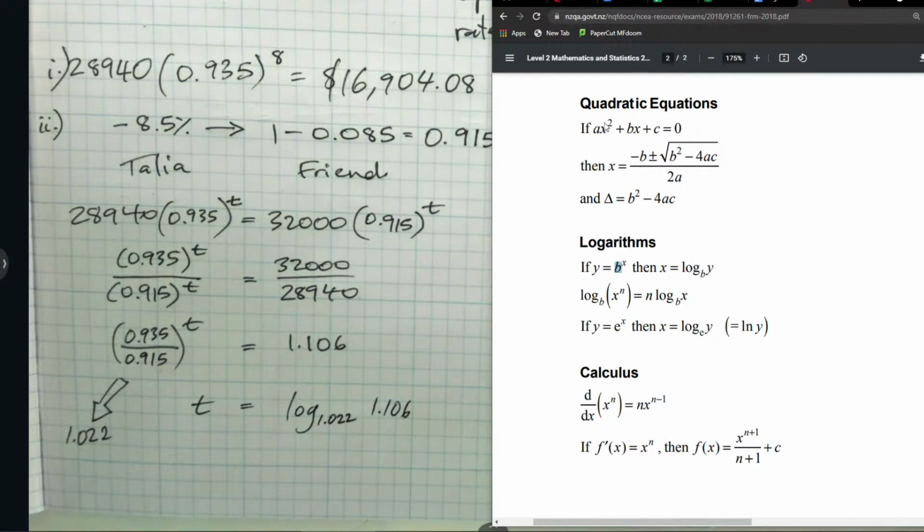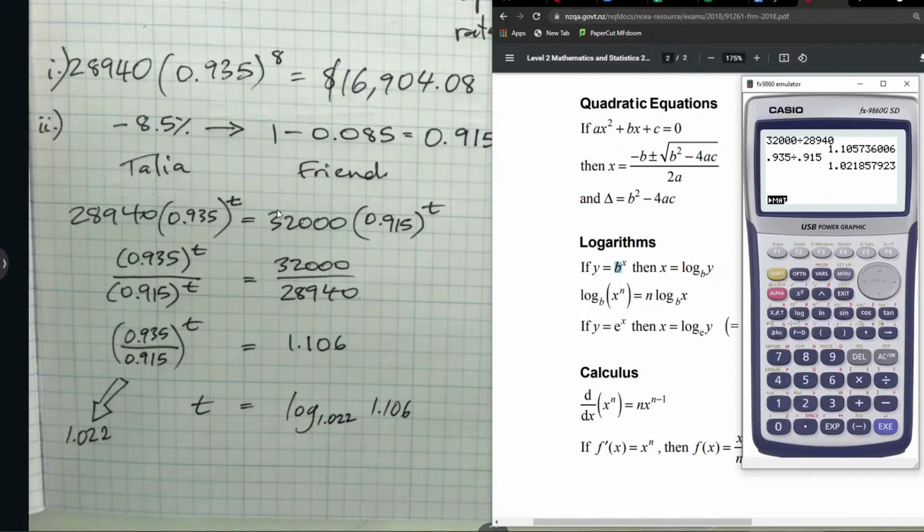1.106. There's actually normally multiple ways to solve these, so just because your way is different, as long as you get the same answer as me, then you should be fine.